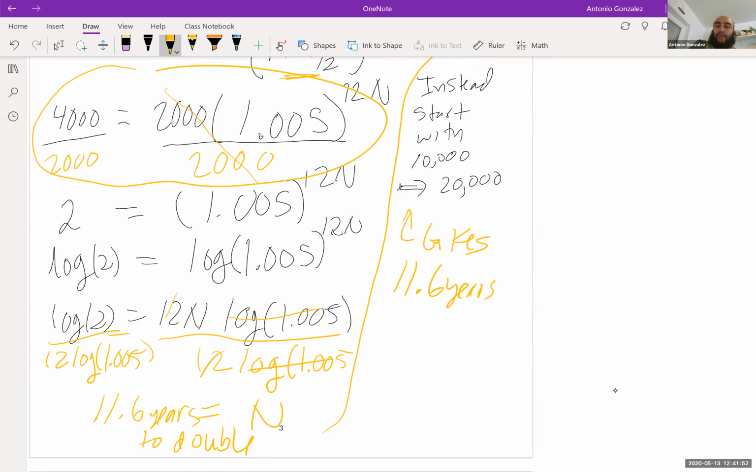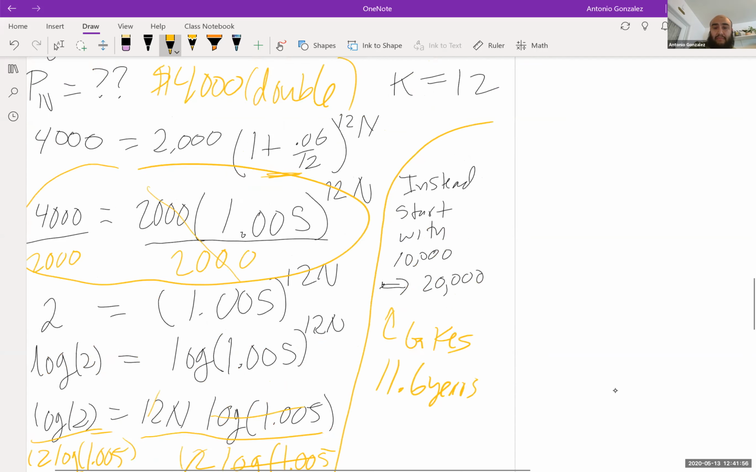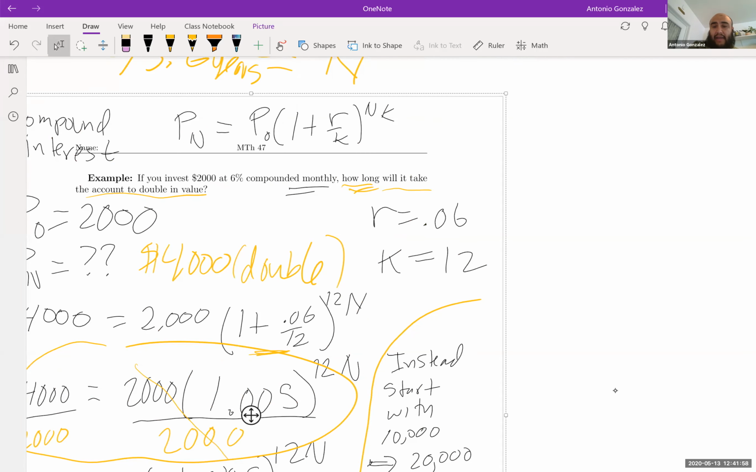The only difference here is that you can plug in your answer up here for n. This is an equation, so if you plug in the values on the right and the left side of the equation, you should get the same result.